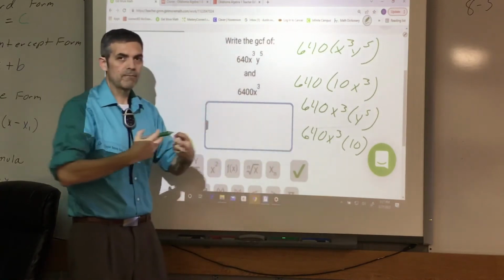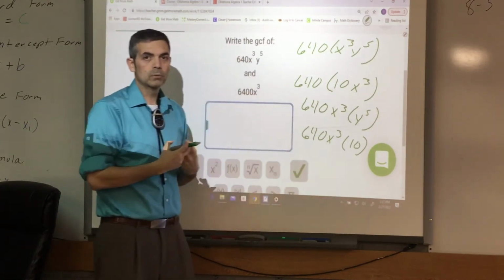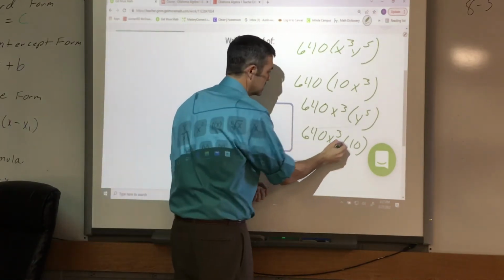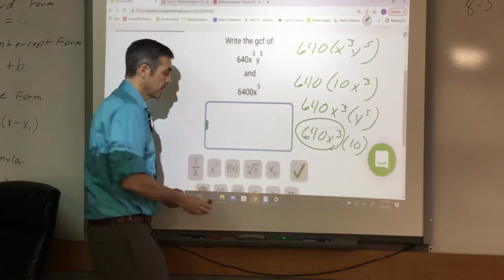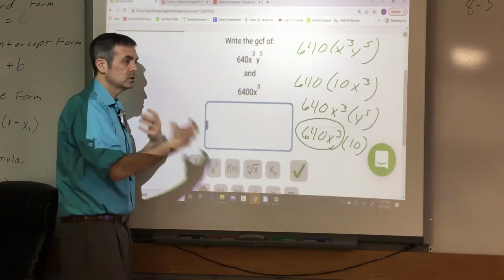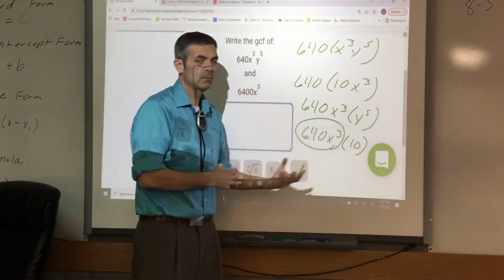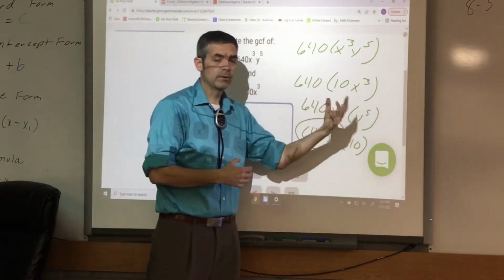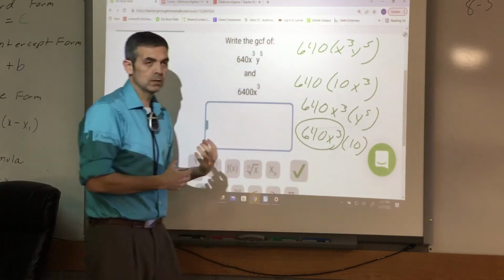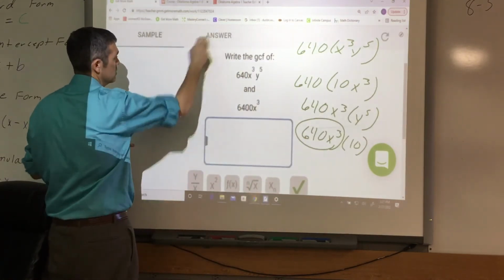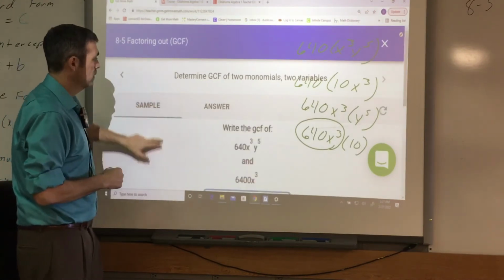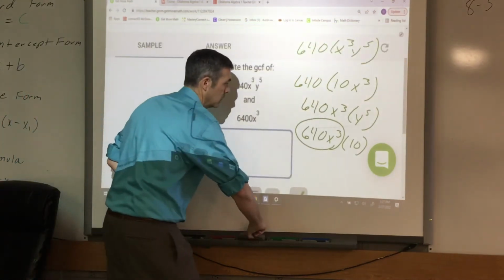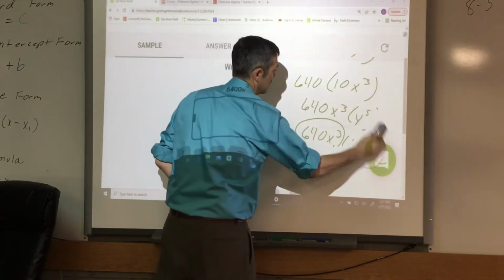So our greatest common factor that we can take out of both of those is 640 x to the third. We're just starting to get into this, and this is going to come into play a lot later on, but you've got to know how to do this. When you see these, you need to be able to do that. 640 x to the third.